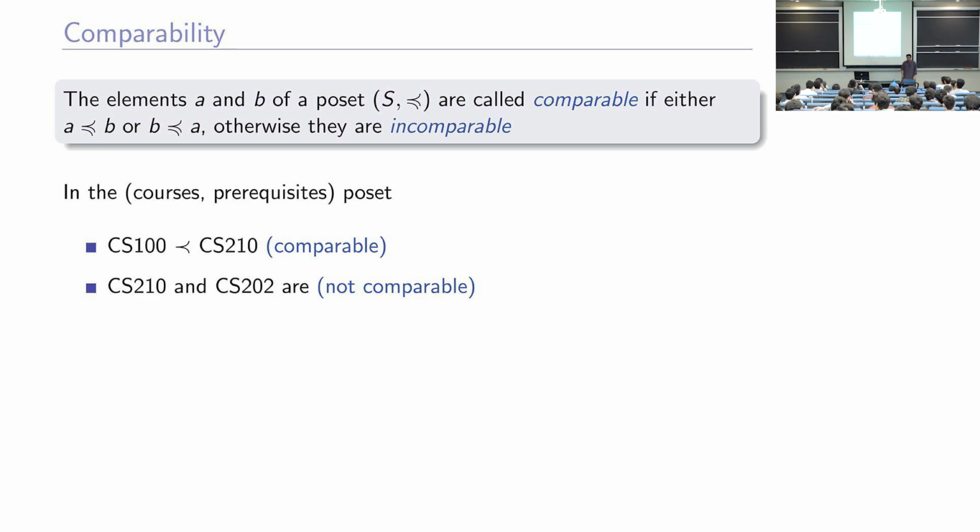Comparability. Two elements are called comparable in a poset. You are given a poset, a set and a relation associated with it, which is a partial order. We say that A is comparable to B if either A is related to B or B is related to A. We know they cannot be both ways, right? It's a partial order. So if either A precedes B or B precedes A, then we say they are comparable.